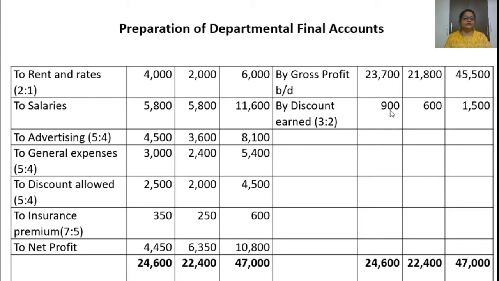1,500 is divided between A and B department in 3:2 ratio. Now you can see the total on the credit side. Department A 24,600, Department B 22,400, total 47,000. Here the difference being your net profit. That is for Department A 4,450, for B 6,350, total 10,800.